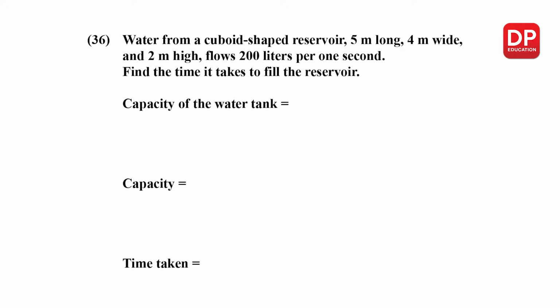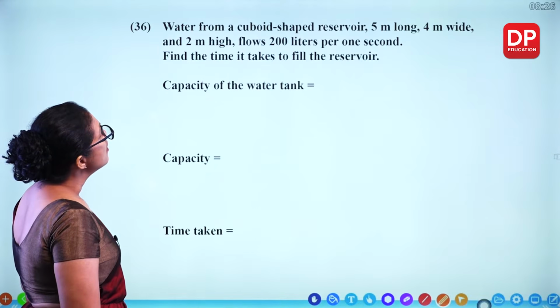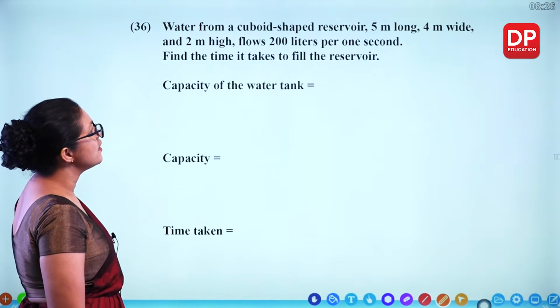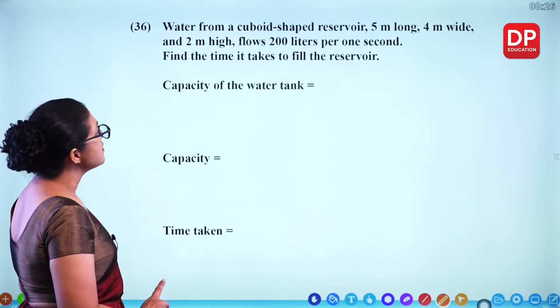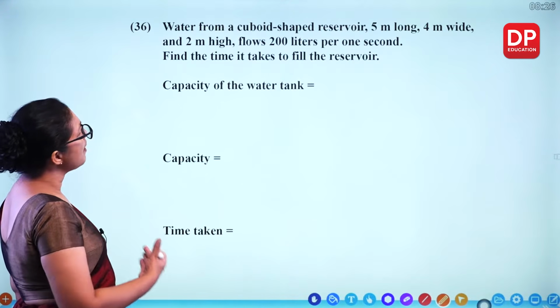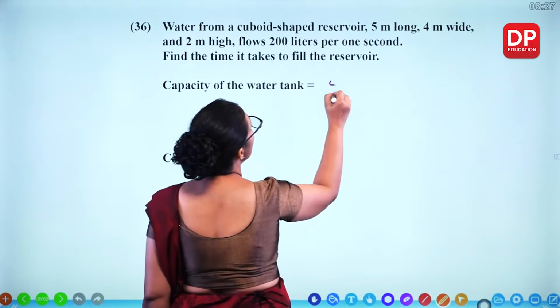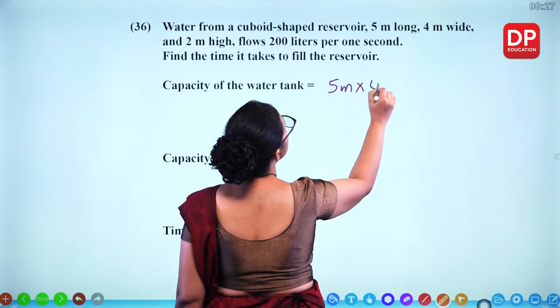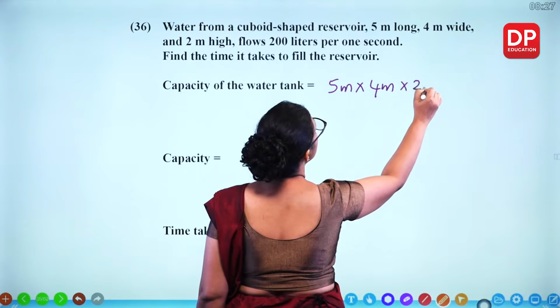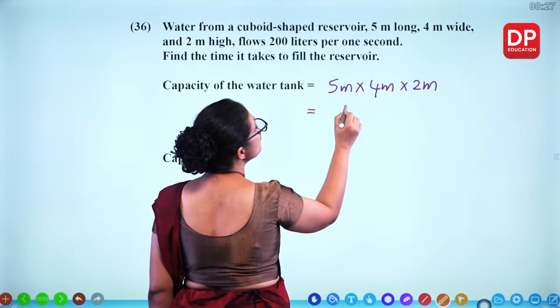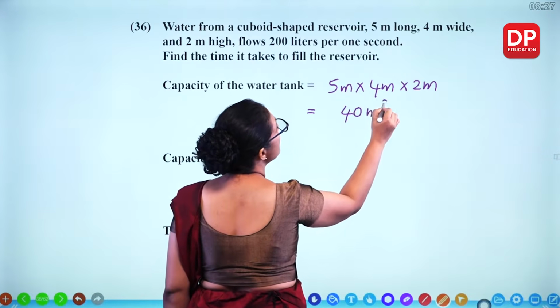Water from a cuboid shaped reservoir, 5 meter long, 5 meter wide and 2 meter high, flows 200 liters per 1 second. Find the time it takes to fill the reservoir. Capacity of water tank. Capacity is the volume. So 5 meter long, 4 meter wide and 2 meter high. So you get 5 times 4, 20. 20 times 2, 40 cubic meters.